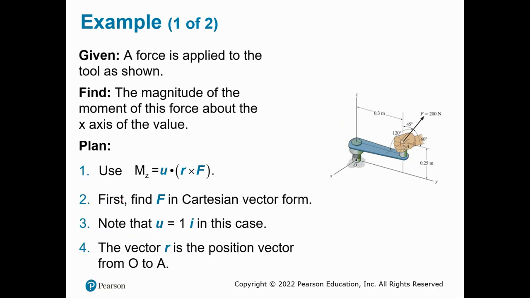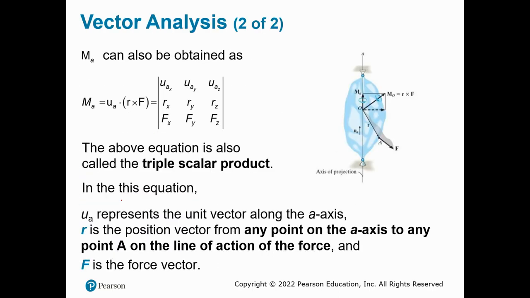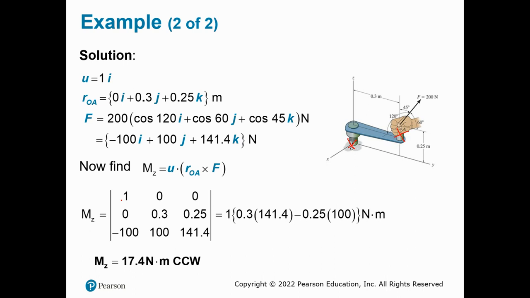Putting this in the triple scalar product form and to get the actual value of the moment, the result comes out to be 17.4 Newton meter counterclockwise. Counterclockwise means that we get a positive value and it's counterclockwise.